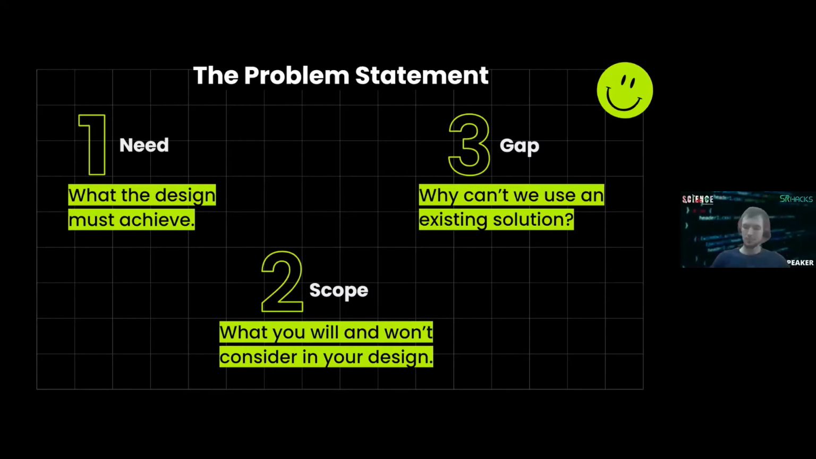So I want you guys now to get some more engagement going. What do you think are some other examples of a need, a scope, or a gap for a car? I know I've gone over a few, but I've intentionally left a few out. Please put answers in the chat, see what you guys can come up with.